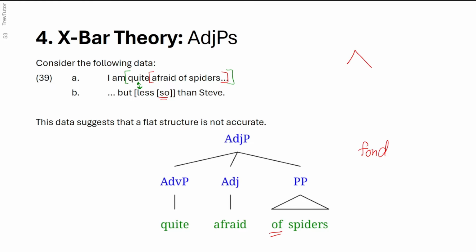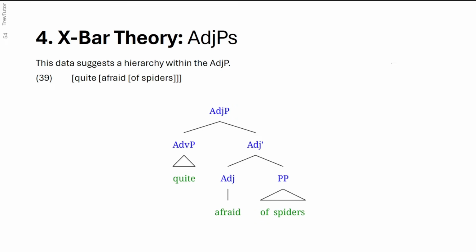So if we're thinking about the structure of this, it should look a little bit like this. "Of spiders" attaches to the adjective to the right, and then the adverb phrase, the specifier in this case, "quite," is intensifying it. It's telling you how afraid of spiders someone is. And this will form a complete adjective phrase. So this intermediate projection here should be an adjective bar. And that's exactly what we're going to see here.